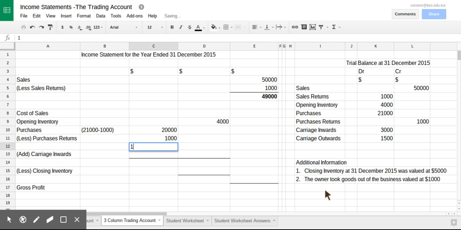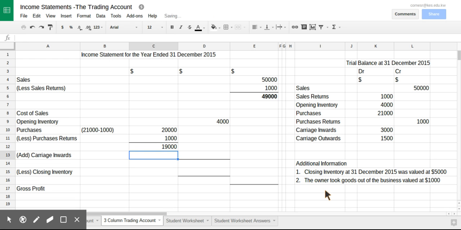So we've got a running total now of 19,000. And we're going to add the carriage inwards, which was 3,000. So my actual adjusted purchases for the year is 22,000. Just added together those 2 figures. I'm going to put another running total in here. I'm going to add the 4,000 on the 22,000. That gives me 26,000.